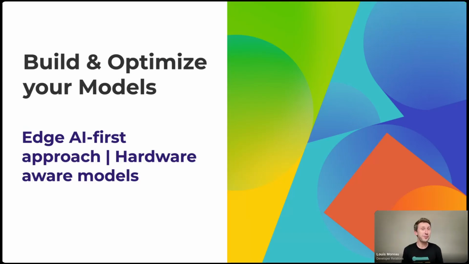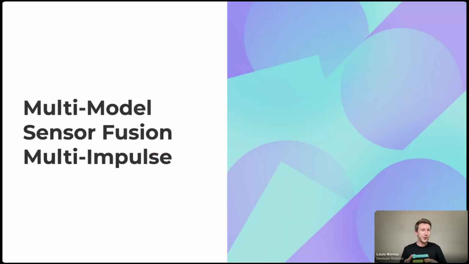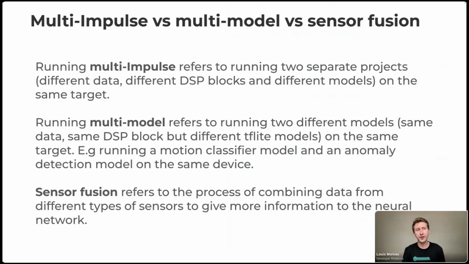And now we'll see how to build and optimize your models. With Edge Impulse, we try to keep an Edge AI first approach, and most of the platform is hardware aware. So the idea is to let you create models that can run effectively on Edge devices. I wanted to take some time in this session to explain the main differences between multimodal, sensor fusion, and multi-impulse. What are those? I'll go through the definitions.